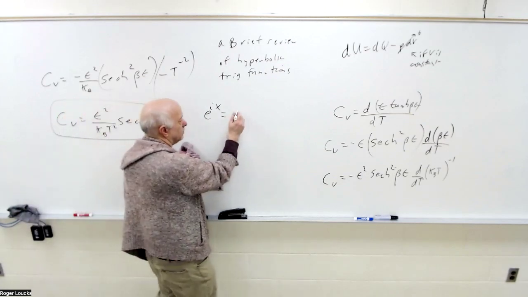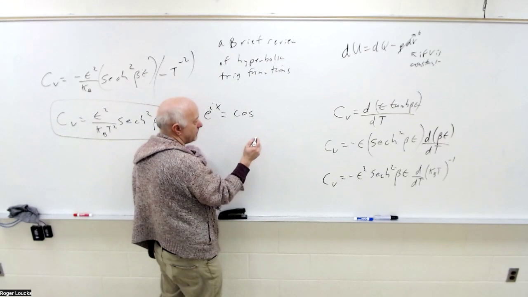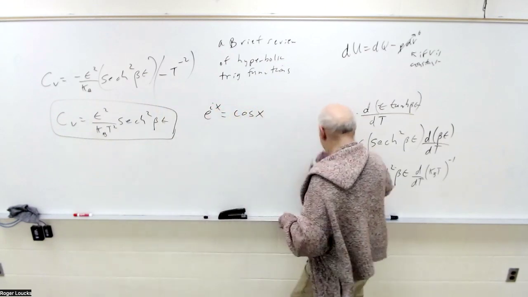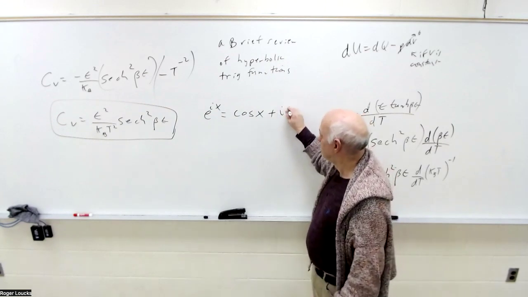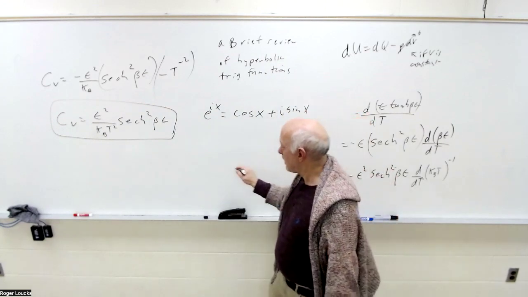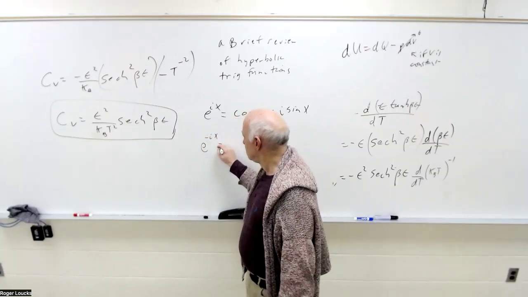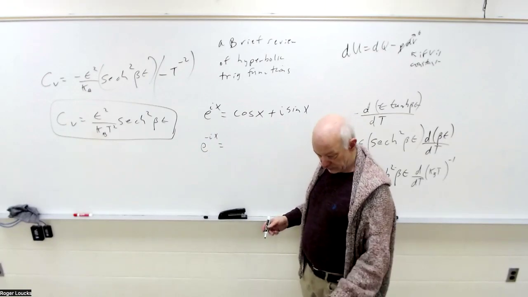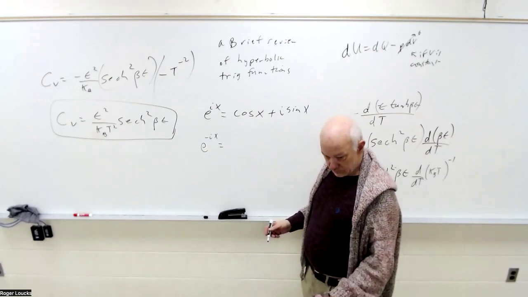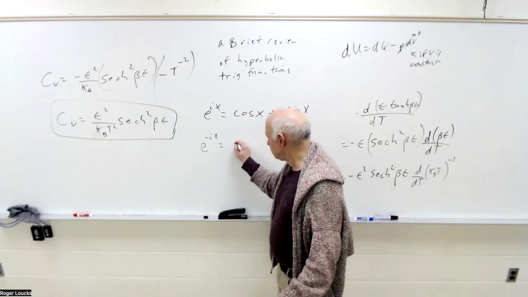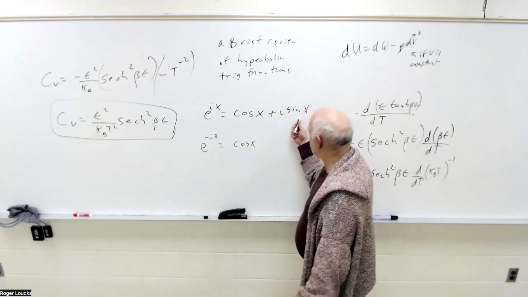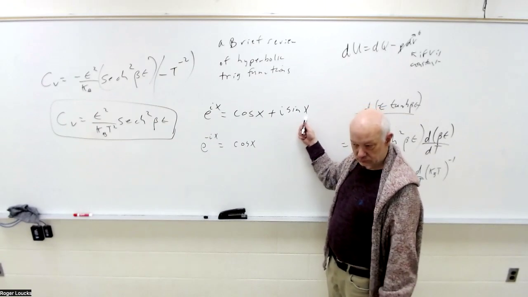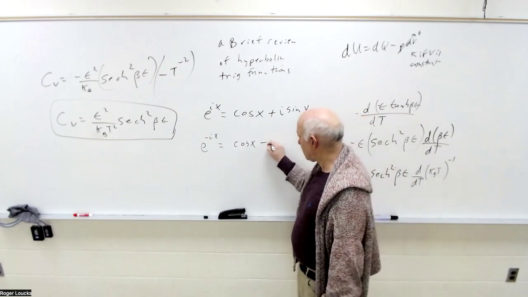Cosine x plus i sine x. Okay, so if I have e to the minus ix, I replace this x with a minus x, and that becomes cosine of minus x, which is cosine of x. And if I write sine of x as sine of minus x, it becomes minus i sine x.